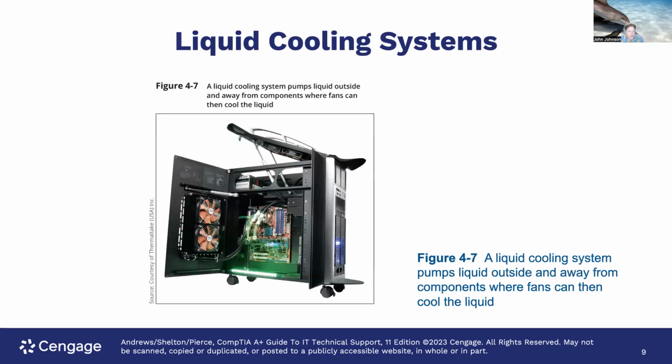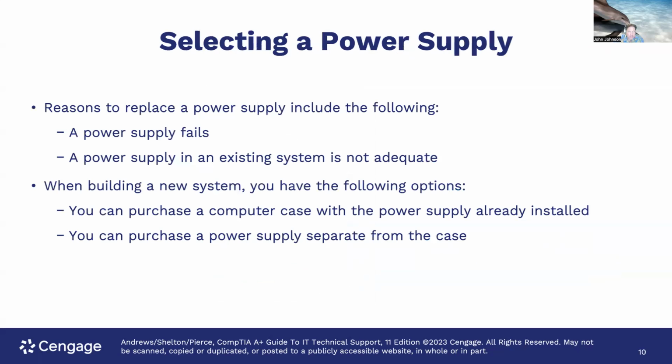Here is a picture of a liquid cooling system that pumps liquid outside and away from the components, where the fans can then cool the liquid. This one is interesting. Notice how they have these big honking fans on the side of the unit. You're going to have fans throughout your systems in general, but you'll often have some in the front and some in the back. What you need to make sure is that you have them both pointing in the right direction, because you don't want them both sucking air in, because then you're just going to be bringing cool air in, but you're not going to have anywhere for the hot air to go. It's best to have one going in and the other going out. And you can experiment with that, but be careful, because it does matter what direction you point your fans.